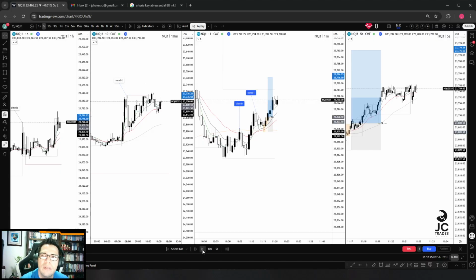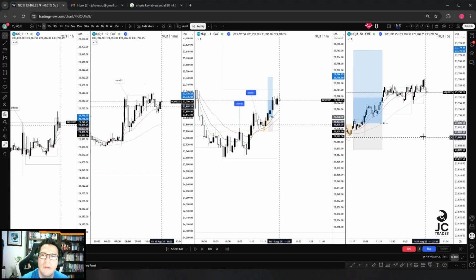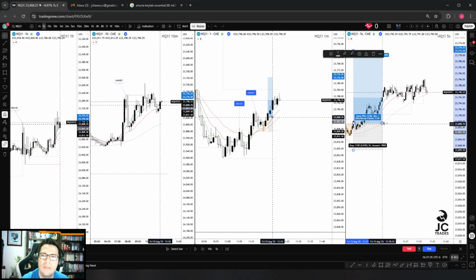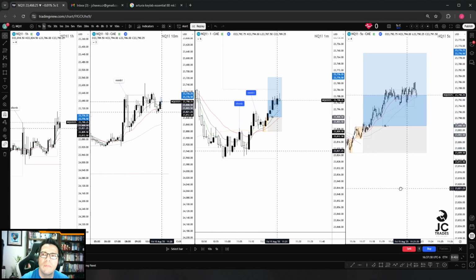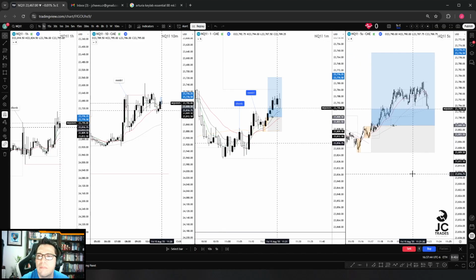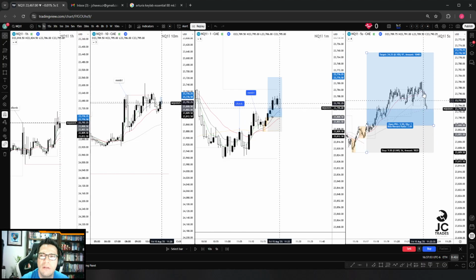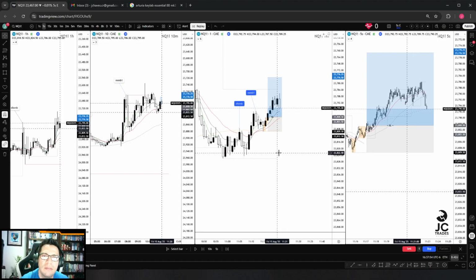So price starts to chop a little bit there. So we're certainly still moving up. Now we have this candle, this strong bullish candle close below the EMAs.